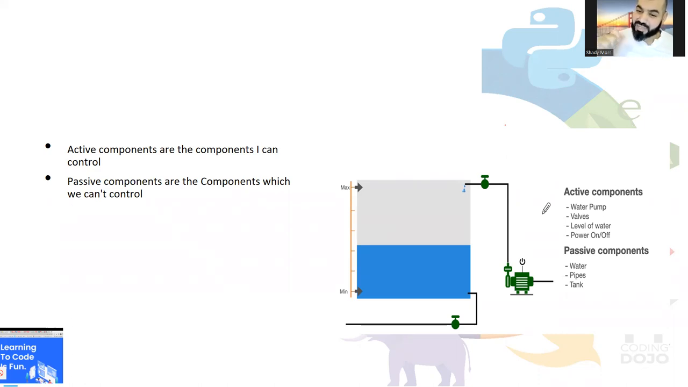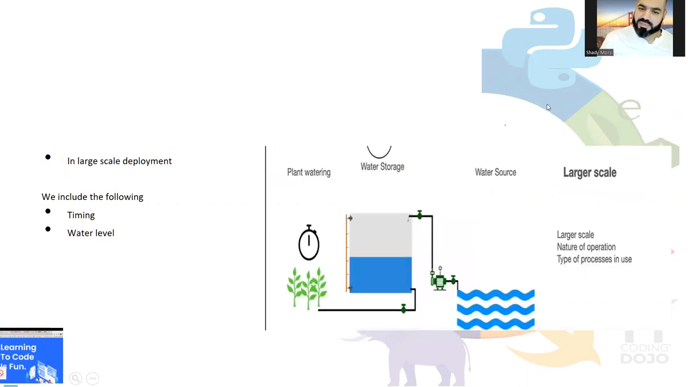So a thing that I can control or change the status of, I call it an active component, and things that I cannot really change anything about, it's also a passive component. So far, so good. I'm just telling you the story from the beginning, but I will show you how we end up with a system that's an OT system. Okay, guys?